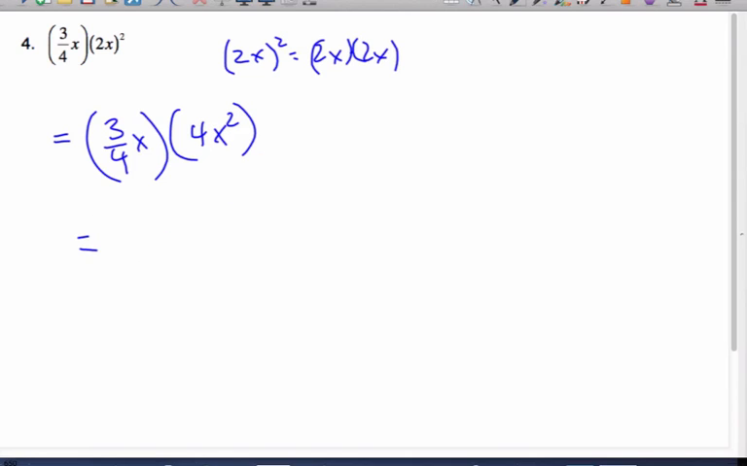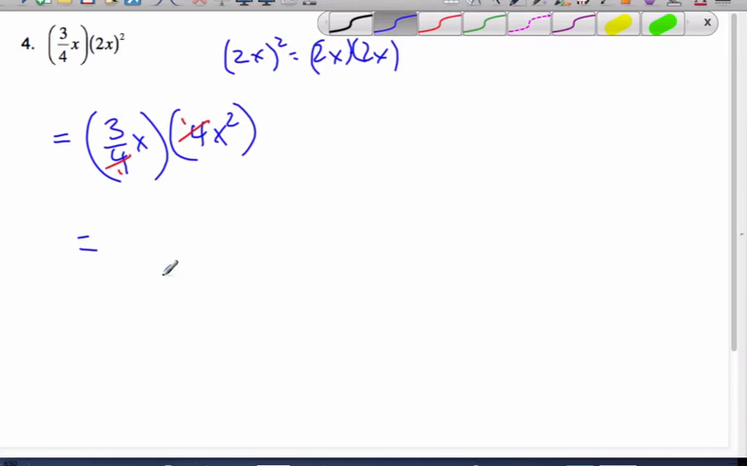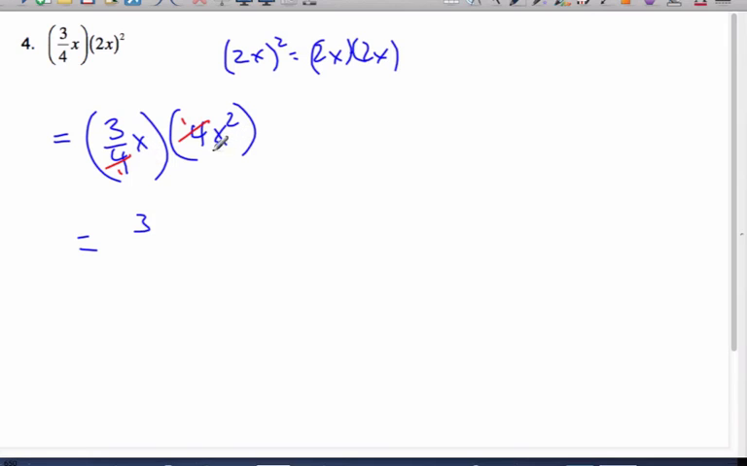Now if we're multiplying, we have a coefficient of 3/4 and 4. If I multiply 3/4 by 4, that gives me 12 over 4, or I just cancel out those 4s, and I'm left with 3. And the x's multiply. Remember, I add my exponents, so I get x to the power of 3. Good.